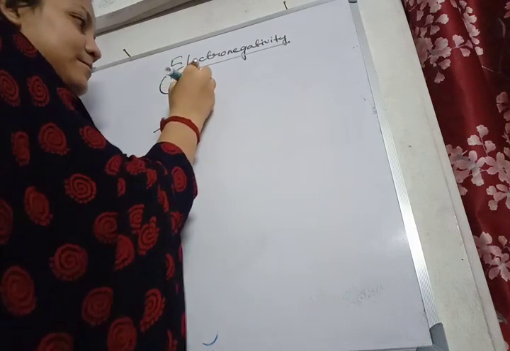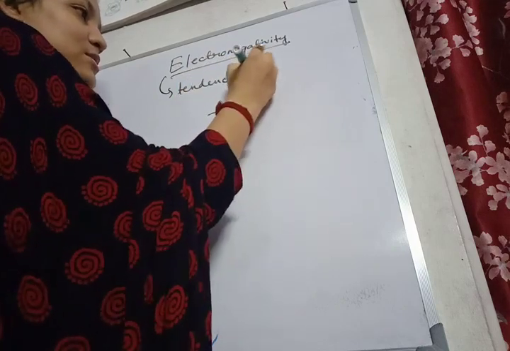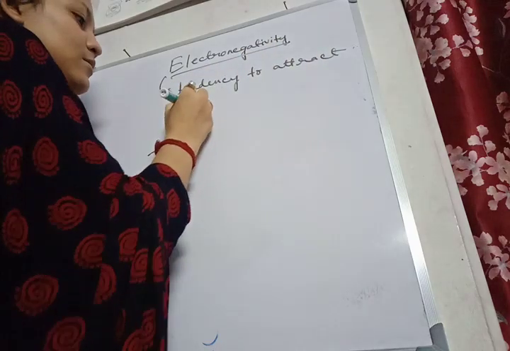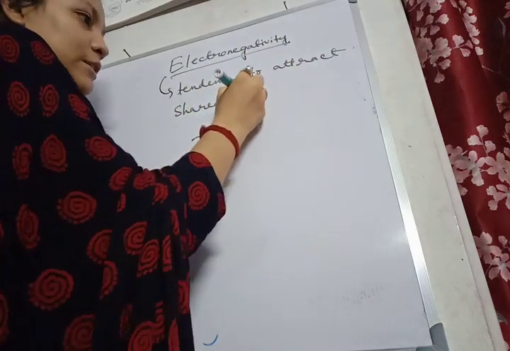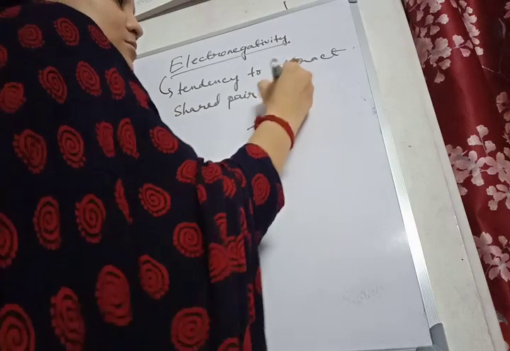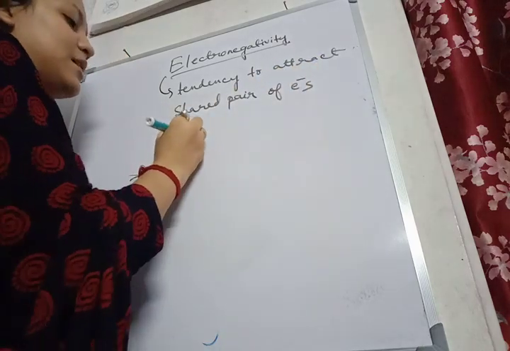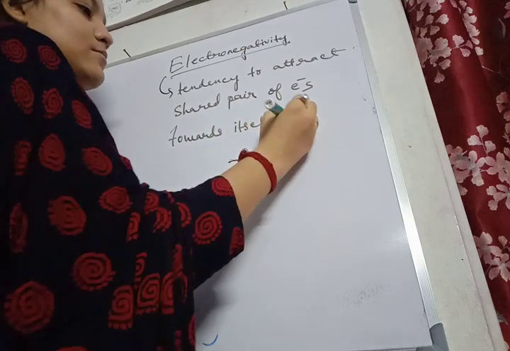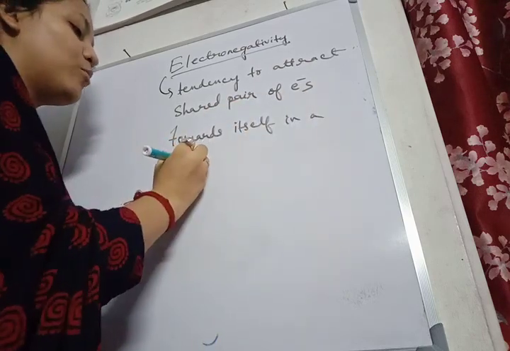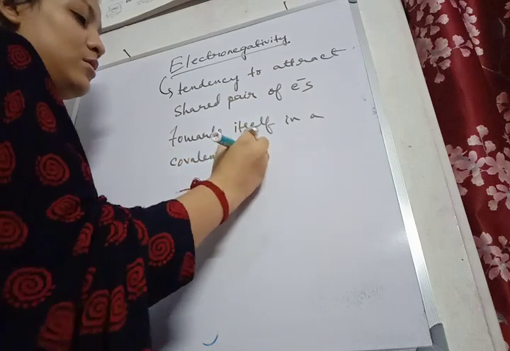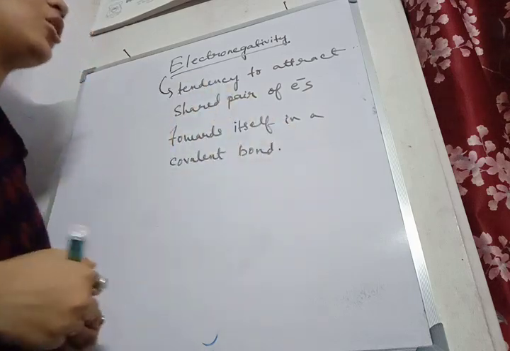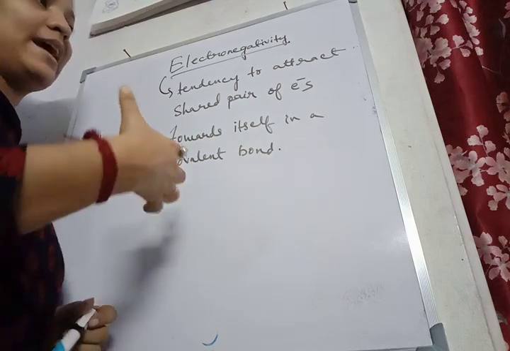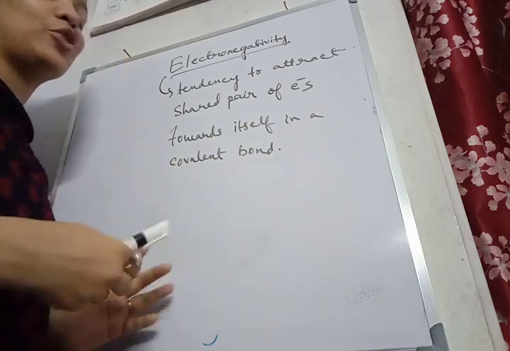It's the tendency to attract a shared pair of electrons. Shared pair or bond pair, both are correct. Shared pair of electrons towards itself in a covalent bond, because we know in a covalent bond, the bond is formed by sharing. So that's what the definition of electronegativity represents, right? So it is basically the attracting power of an atom for electrons.